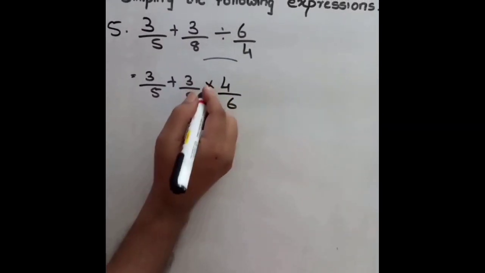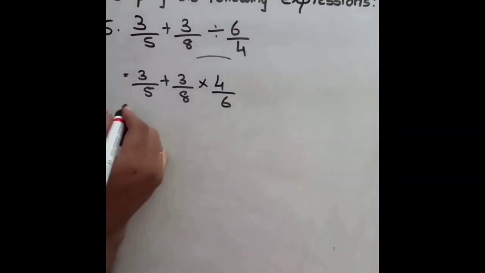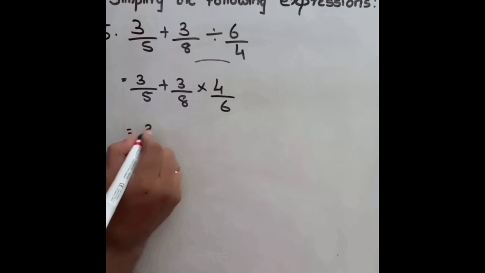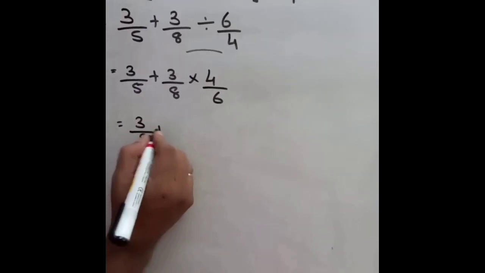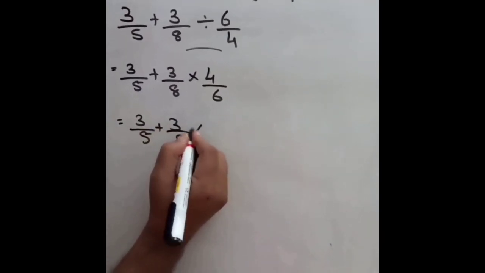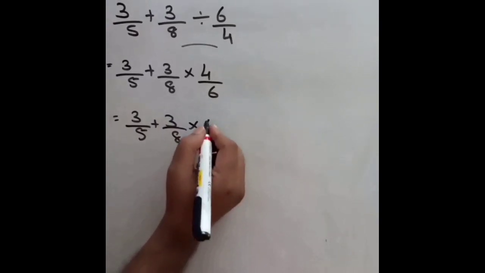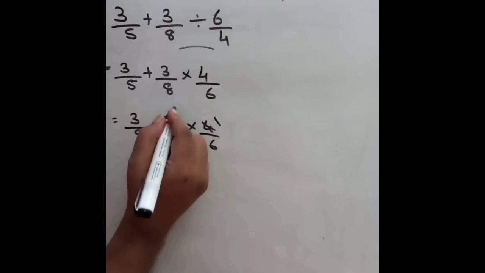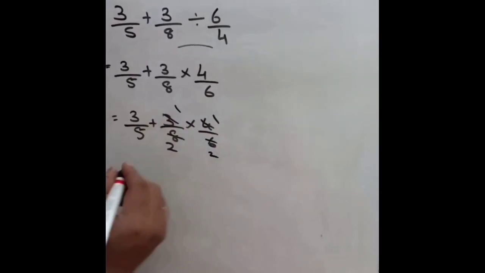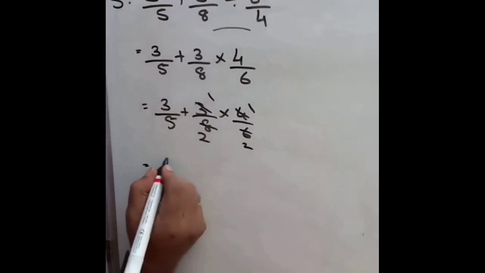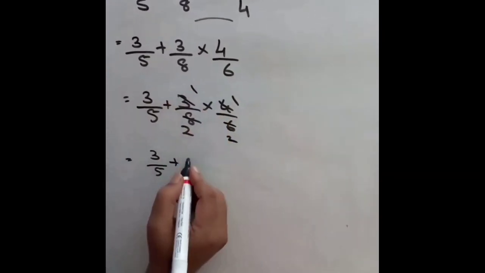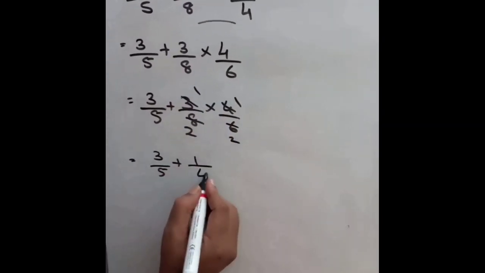When it is reciprocal, the sign also changes. Now we'll solve this part. So it is 3 upon 5 plus 3 upon 8 into 4 upon 6. Here 4 ones are 4, 4 twos are 8, here 3 ones are 3 and 2 threes are 6. So it is 3 upon 5 plus 1 upon 2.